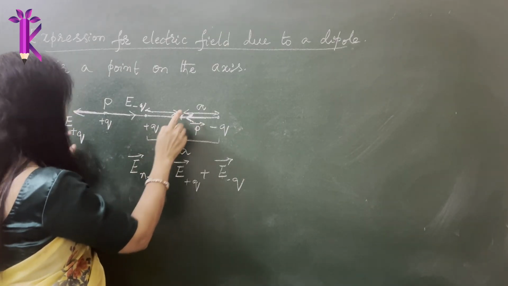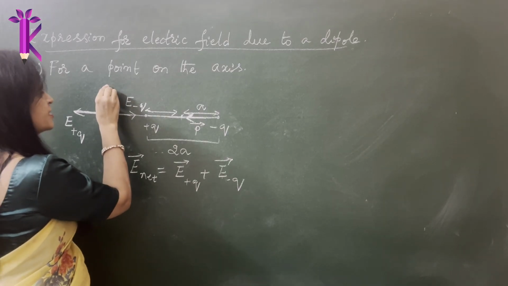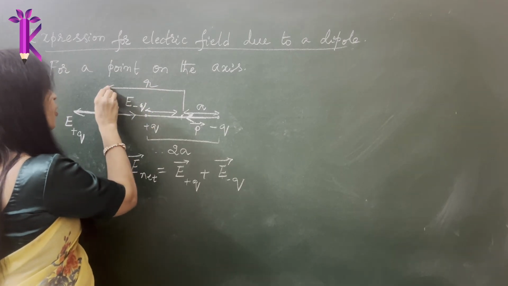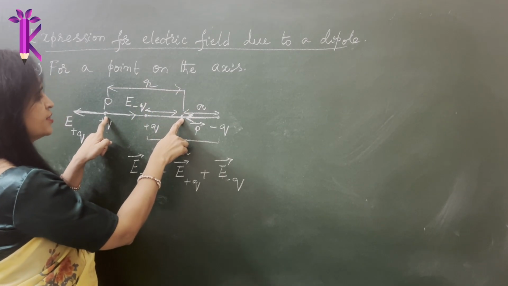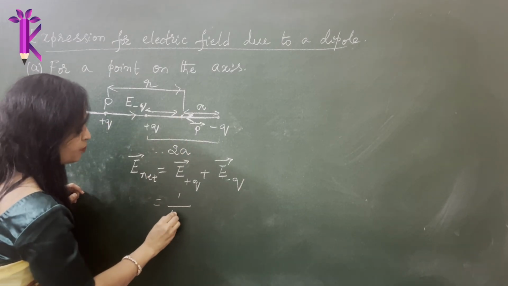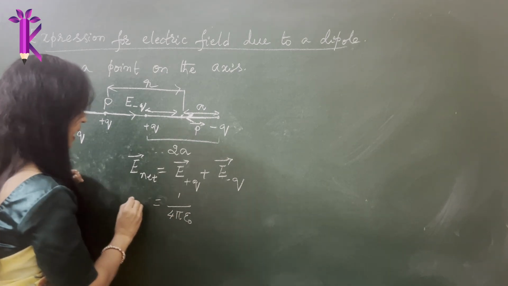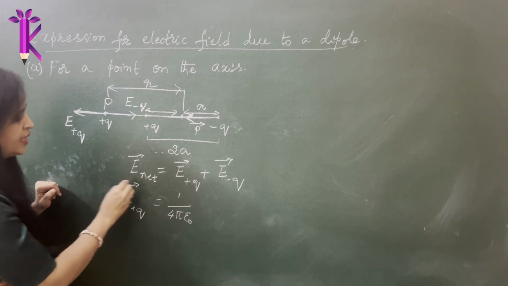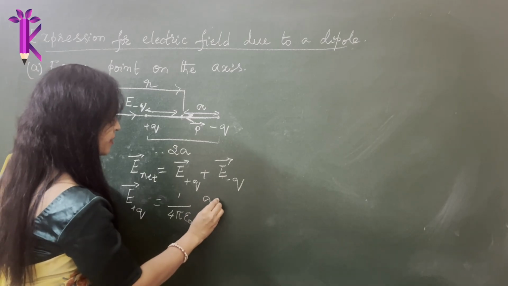In order to do so, we do not know the distance. Let's assume the distance from the point P to the center of the dipole be r. So I am calling the distance between the center of the dipole to this point as r. How will you write the expression for E due to plus Q? E plus Q can be written in the vector form as 1 by 4 pi epsilon naught, Q plus Q divided by r square.